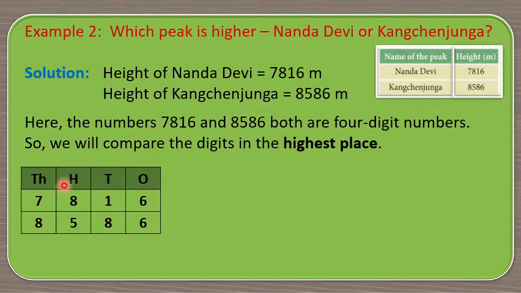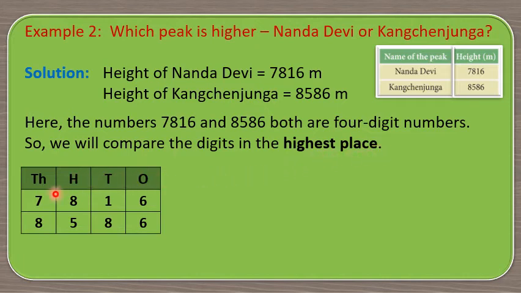Here we have written some letters. Here O stands for ones place. That means both 6 in the two numbers are in ones place. T stands for tens place, H for hundreds place, and TH for thousands place. So now we have written the given numbers one below the other, and also we have written their place names here. After writing like this, what we should do is compare the digits in the highest place.